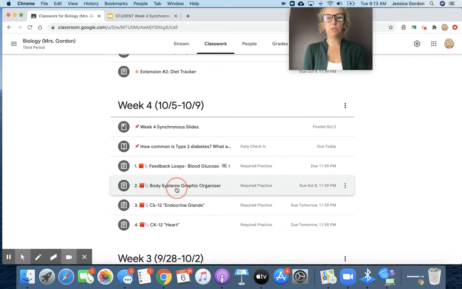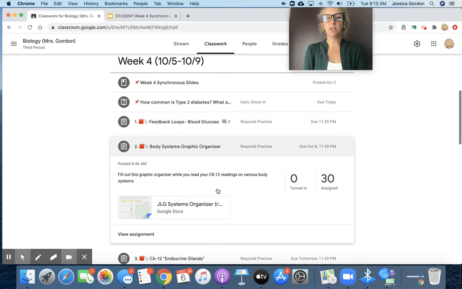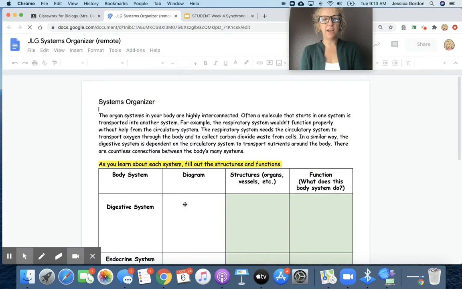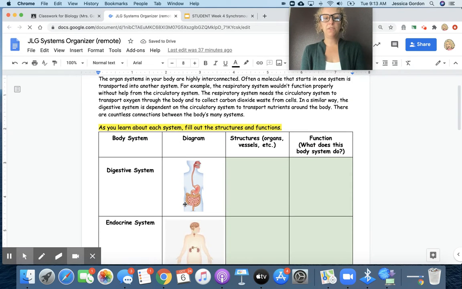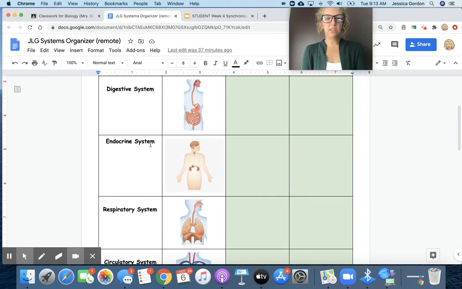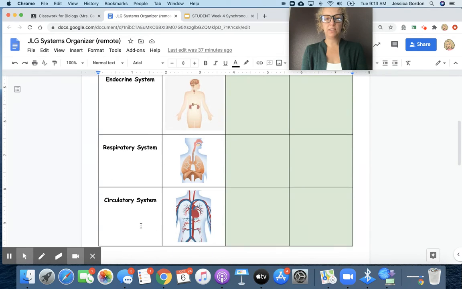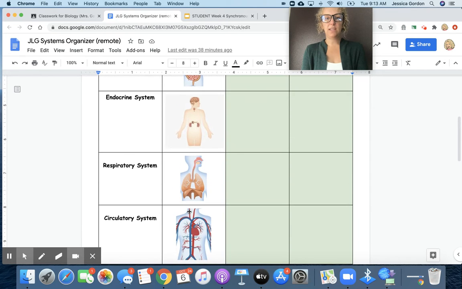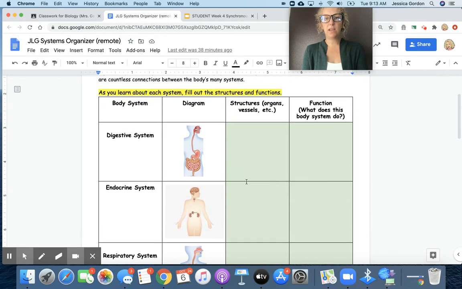So assignment 2 is a body systems graphic organizer. You're going to want to have this open perhaps while you're listening to me speak on the body systems, or maybe you're filling it out as you do your readings. So you're filling out the areas in green. We're going to be talking about the digestive system, endocrine system, respiratory system, and circulatory system. And what you're going to be doing is filling out the green parts as we go.